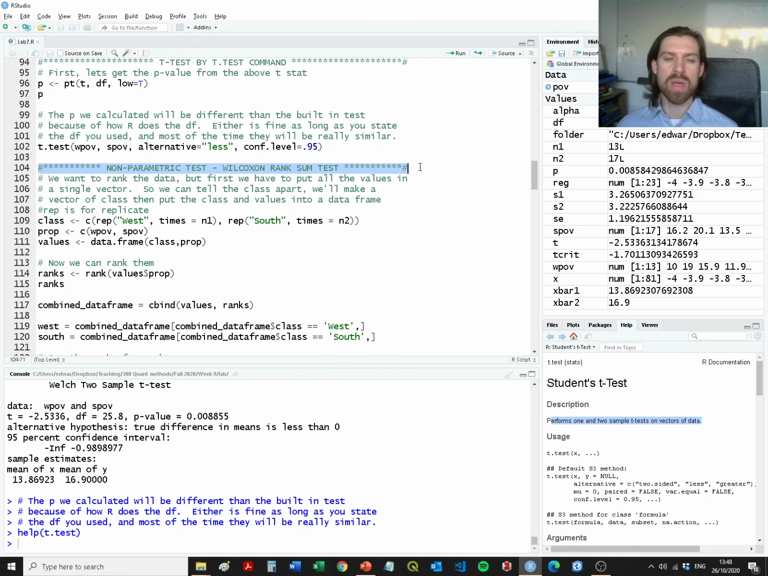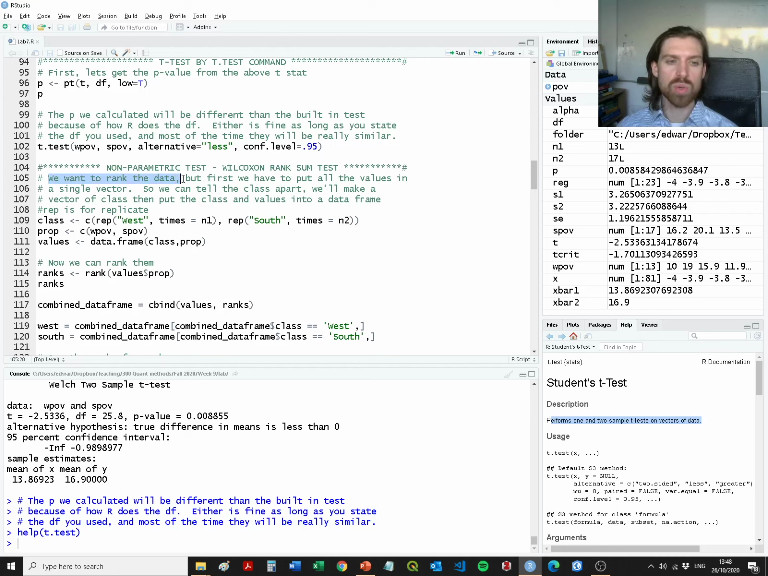Maybe the data that we have are too small in number to use a parametric test reliably. Maybe the data don't come from a normally distributed population. Maybe the data are ordinal rather than continuous, so interval or ratio, and therefore we have to look at a test that can account for this. By using the Wilcoxon rank sum test, we're able to deal with these shortcomings that we may have.